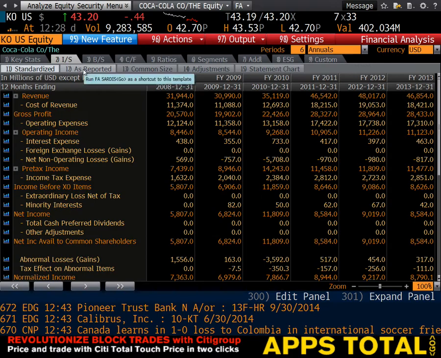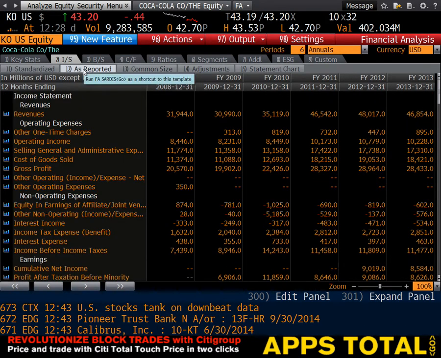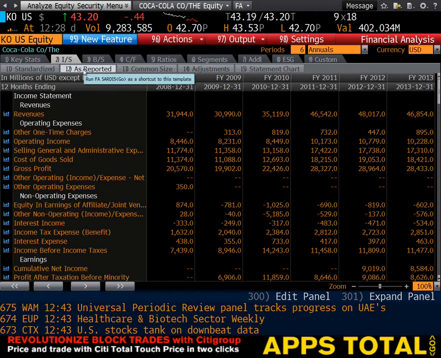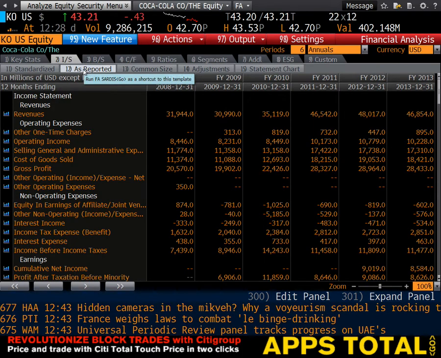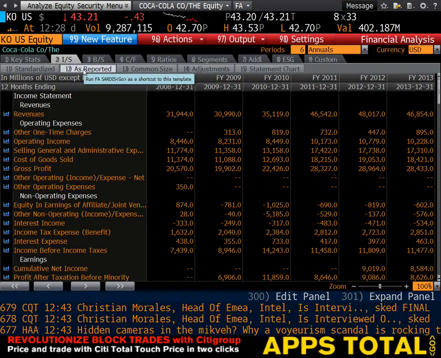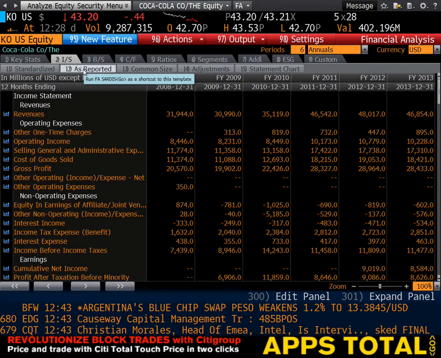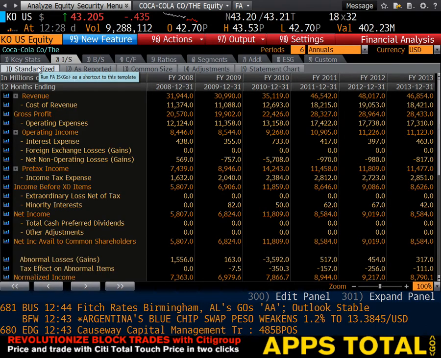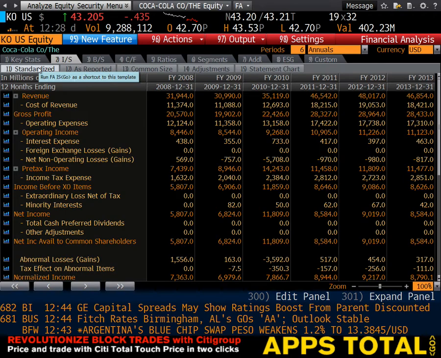If I click on as reported, it's also as it sounds. This is the way that Coca-Cola actually listed it in their 10K. So basically, Bloomberg puts both formats in. The way the company listed it in their 10K, and then a Bloomberg person curates that data and puts it into a Bloomberg standardized format. That is the standardized income statement, balance sheet, and cash flow. That is going to be a very important format for us because we're going to take this standardized format and use that in our model.